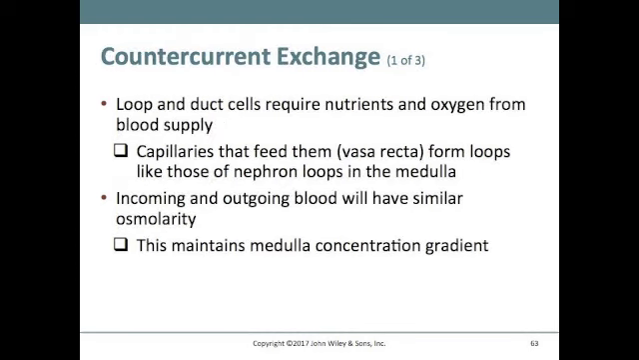Moving on to the next slide, we already talked about countercurrent exchange. This is where the loop and duct cells require nutrients and oxygen from the blood supply. The capillaries that feed them, the vasa recta, form loops like those of the nephron loops in the medulla. The incoming and outgoing blood will have a similar osmolarity, and this maintains the medulla concentration gradient.